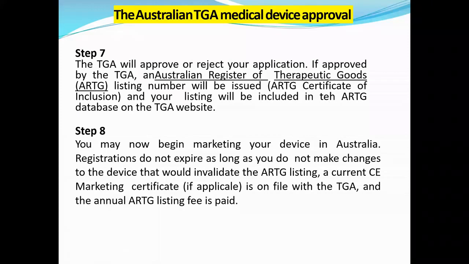What does it mean? The TGA will approve or reject your application, right? If approved, we get the ARTG. If it is not approved, then it will not be listed. Once you get the ARTG, you will get the number and your product will be listed on their website. So you may now begin marketing your device in Australia. Registration does not expire as long as you do not make changes to the device that would invalidate the ARTG listing, the current CE marking certificate, if applicable, is on file with the TGA, and the annual ARTG listing fees are paid.